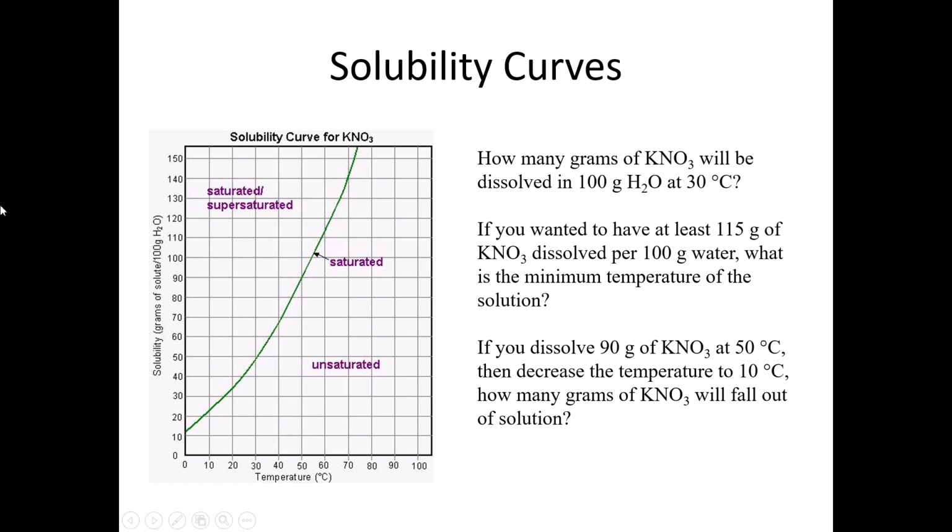How many grams of KNO3 will fall out? Well, we started with 90, but at 10 degrees we can only have about 23 grams. So 90 minus the 23 that we can keep gives us the difference that we need. So 67 grams approximately is going to fall out of solution from that temperature change.